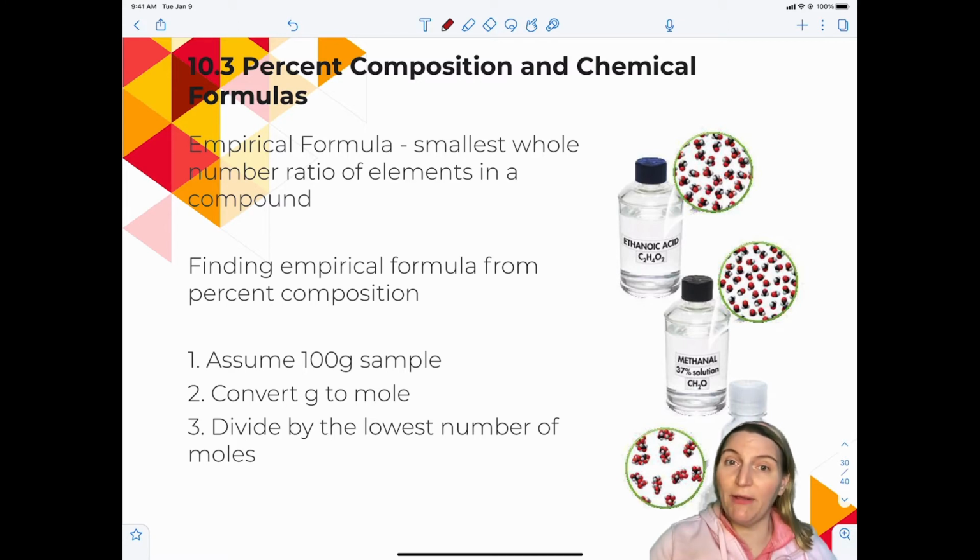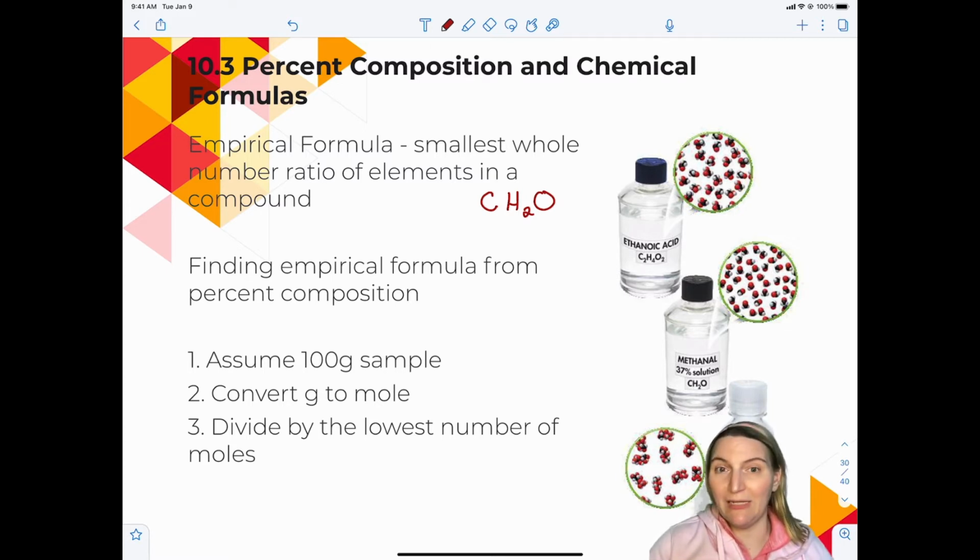But for molecular compounds, remember the formula is a little bit different. It's the actual number. And several compounds can actually have the same empirical formula. If you look at these three on the right, ethanoic acid, methanol, otherwise known as formaldehyde, and glucose all have twice as much hydrogen as carbon, right? So they all have what we would call the empirical formula of CH2O, right? Don't they all have the same smallest whole number ratio of elements in a compound?